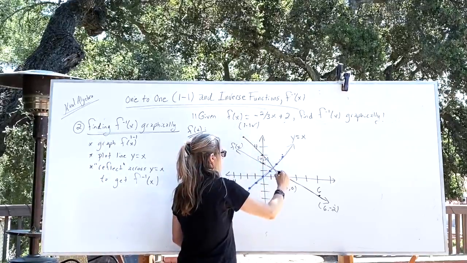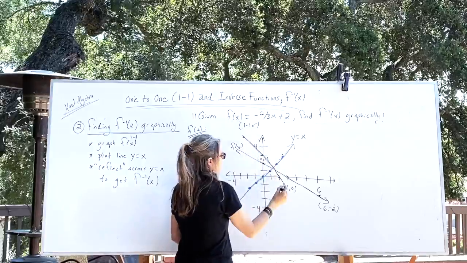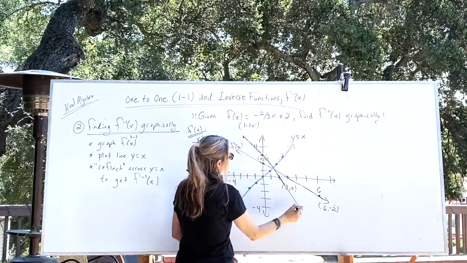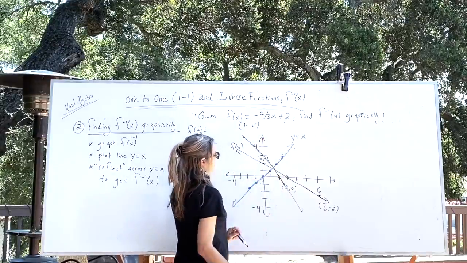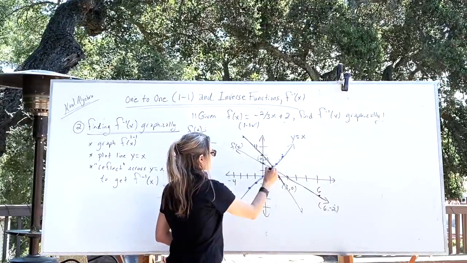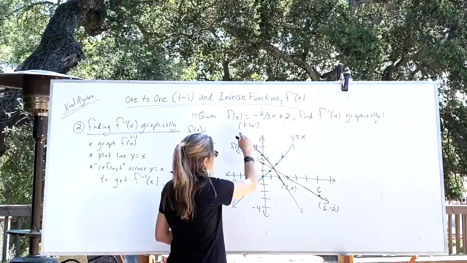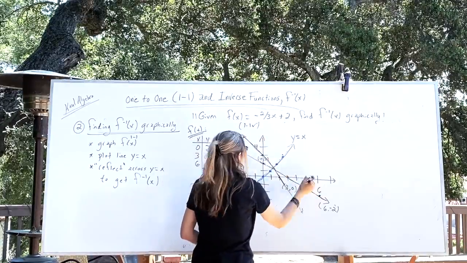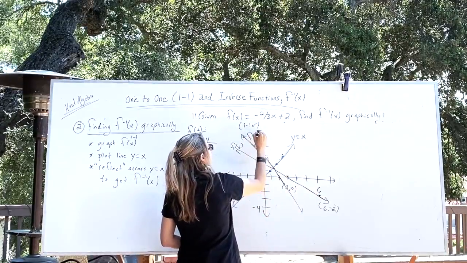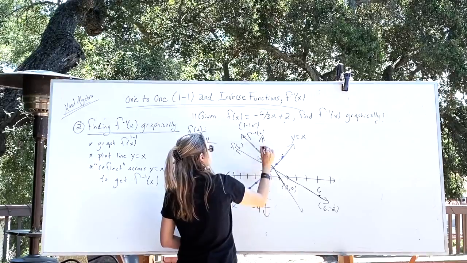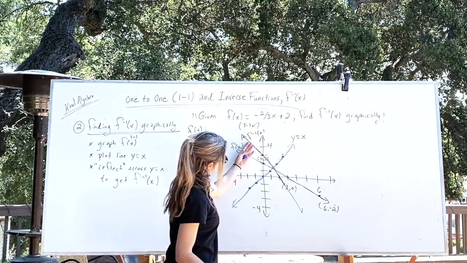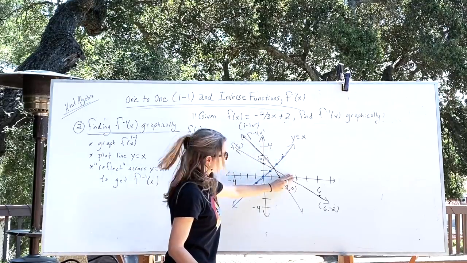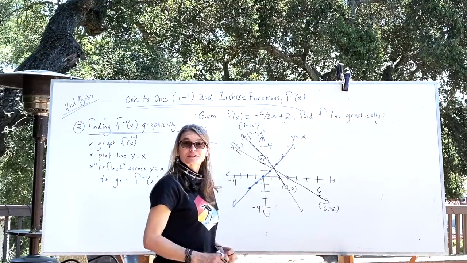For me, that's a little easier to do than trying to fold over, but you can fold over. You could fold over and you'll get that image, and that's the main idea. So this line right here is my f inverse of x line. So can you see how if you fold this image across the line y equals x, you get that image, and that's what you want.